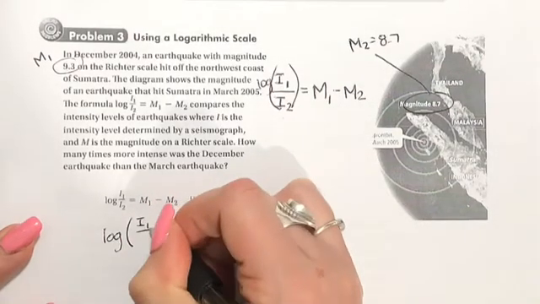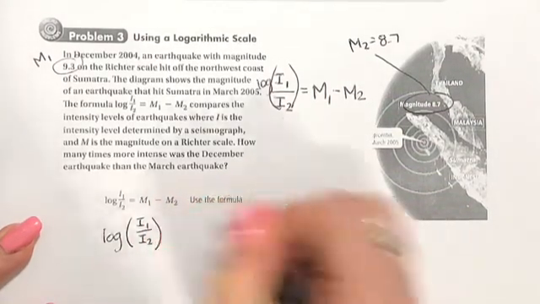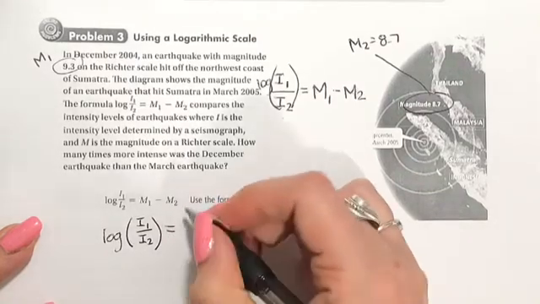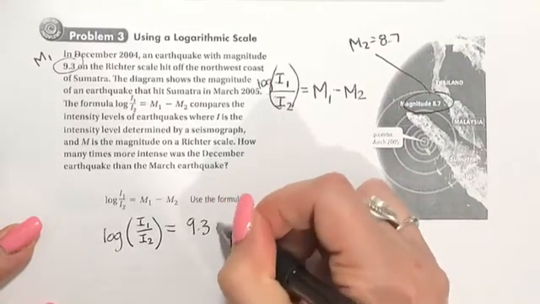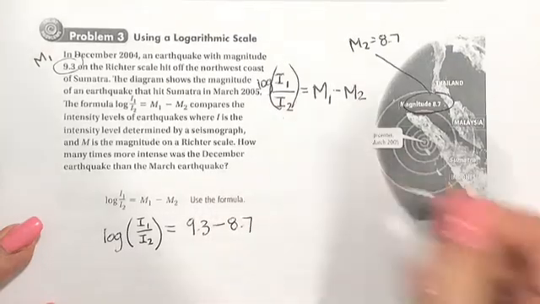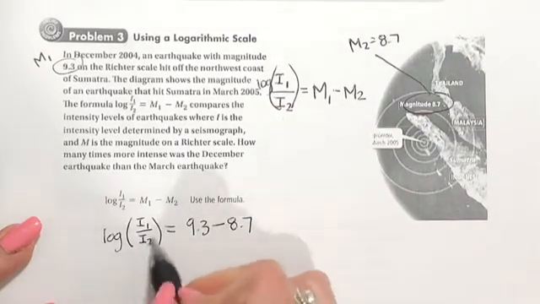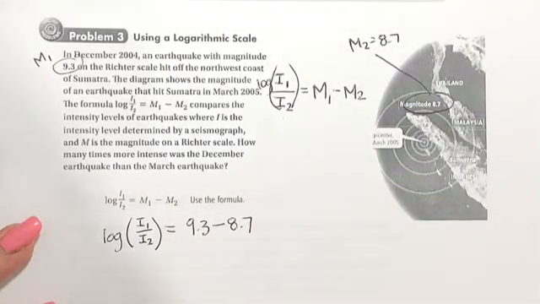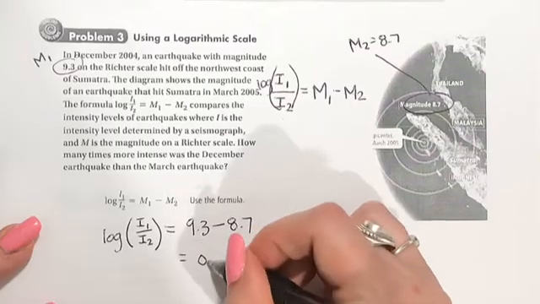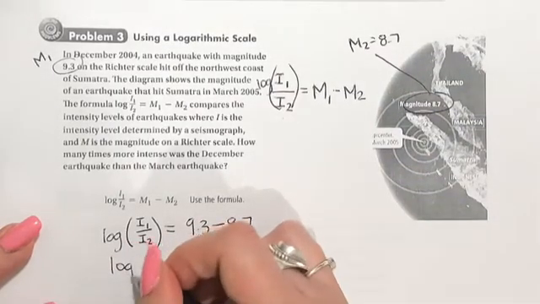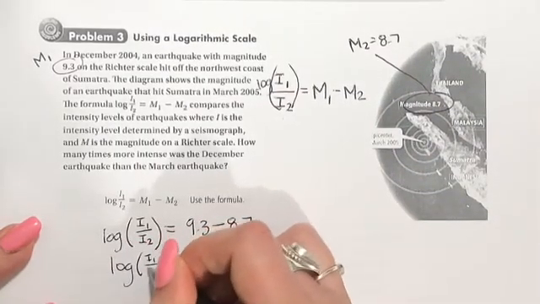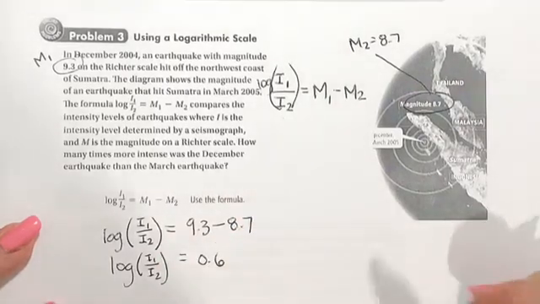We don't know what those are. Those are the intensities we're trying to figure out. It is equal to the two magnitudes. So we have the 9.3 minus the 8.7, and then we're solving for the intensities right here. This is pretty easy. We just subtract the two. 9.3 minus 8.7, which is 0.6, is equal to the log of I1 over I2.